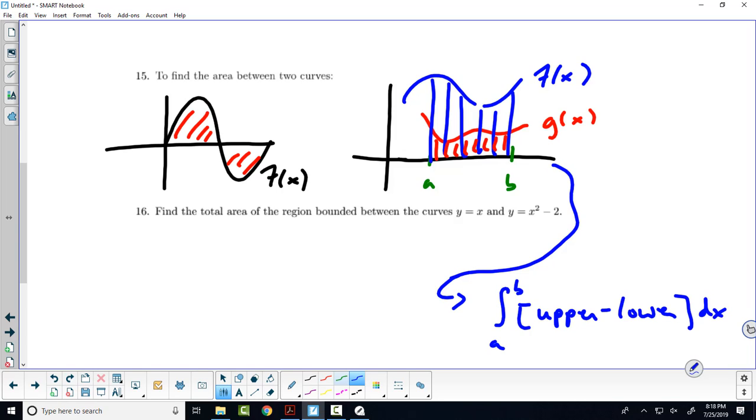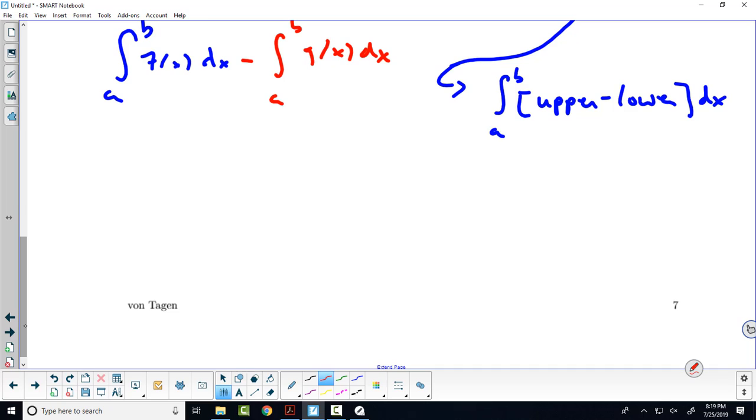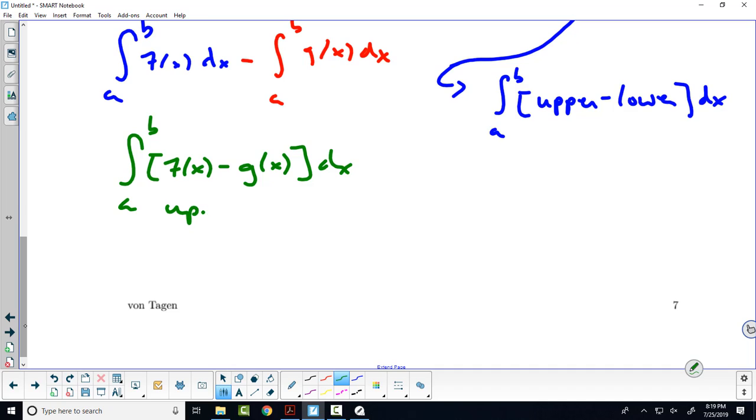What you would have done is, this is the upper curve, and then we're subtracting from it the lower curve. But I could put those together as a single integral if I wanted to, and it would look like the integral from a to b of the upper, which is f of x by my picture, minus the lower, which is g of x by my picture, putting them together in a single integral. So this is upper minus lower. Did I answer your question?